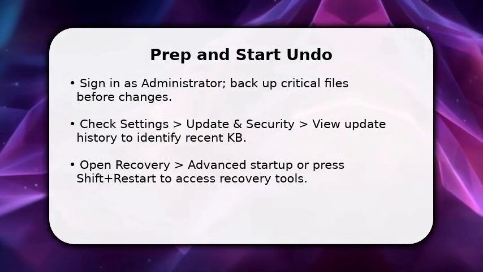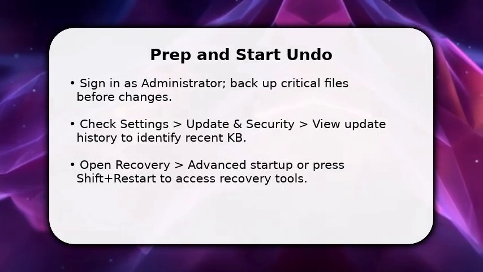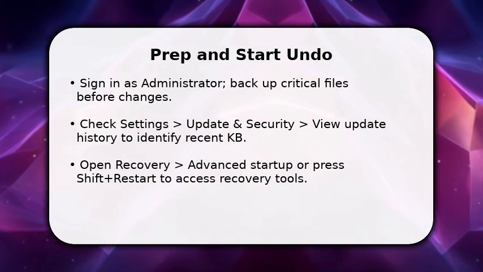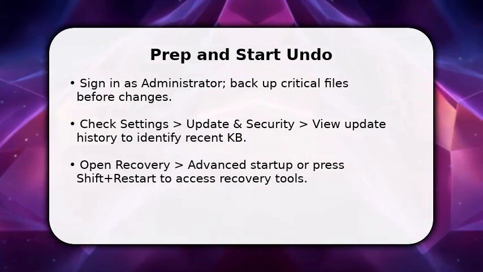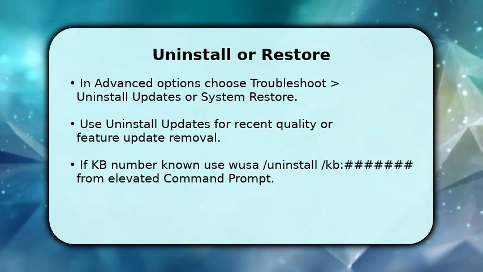Once done, reboot into Advanced Startup by choosing Recovery and clicking Restart Now, or hold Shift while selecting Restart. That puts you into the environment where uninstalls and restores are possible. Now you'll remove the faulty update or restore to a known good point.